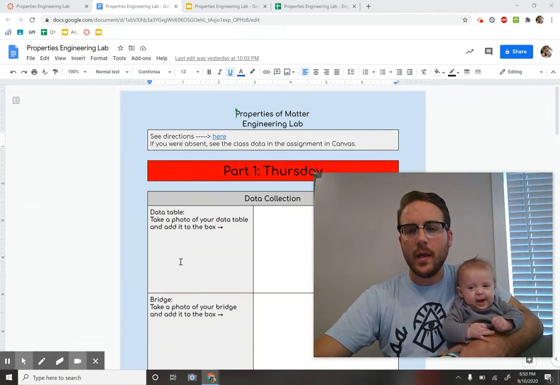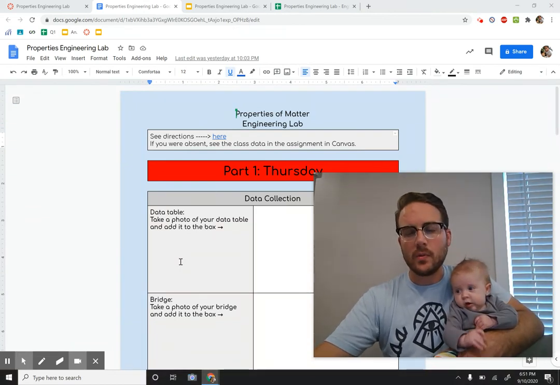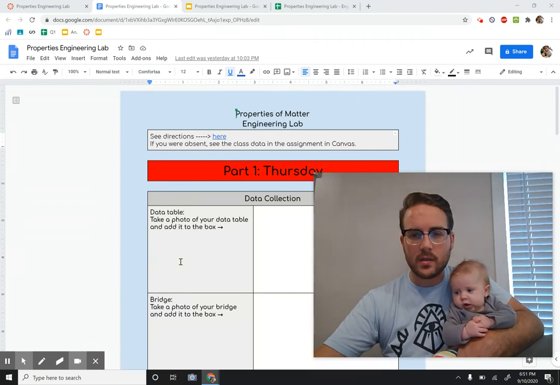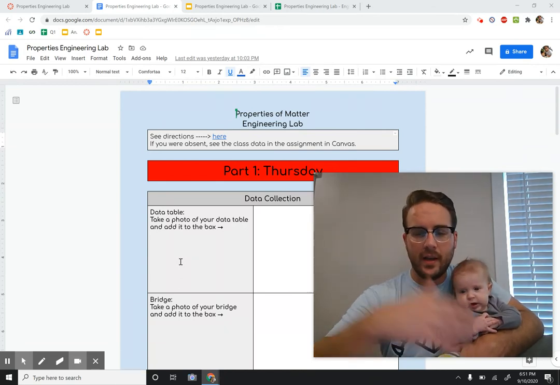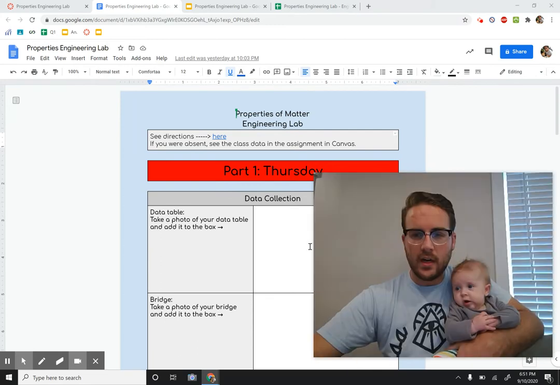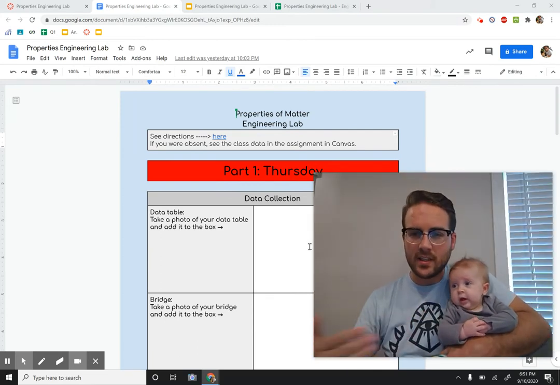Matter Engineering Lab. I'm going to split this up into 3 videos. In this one, I'm going to review what we did in class and go over the first section of the lab report. In the second one, I'm going to show you how to make your graph and look at the data. And in the third video, I'm going to show you how to answer the rest of the questions using your graph.